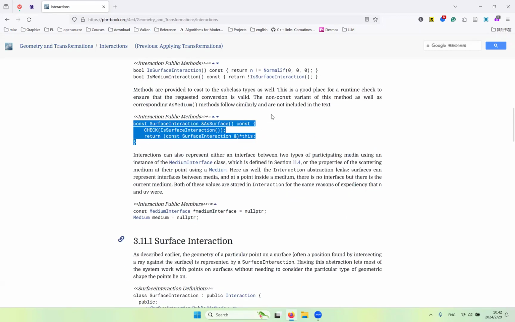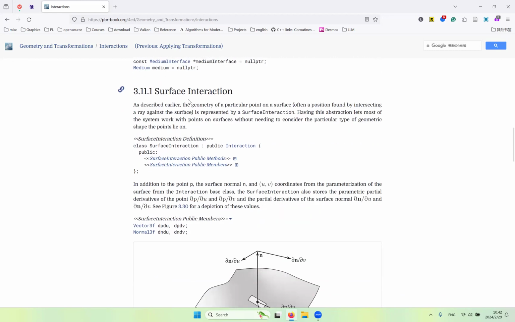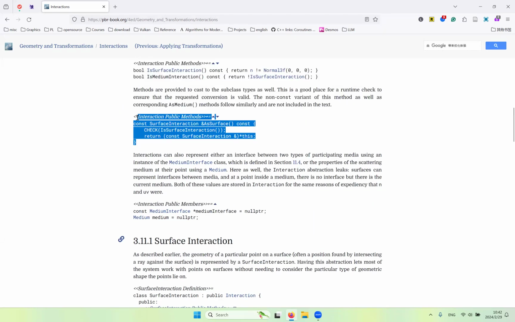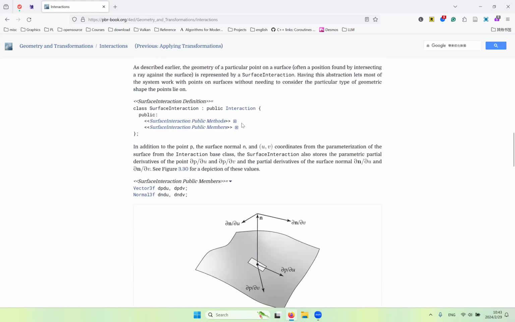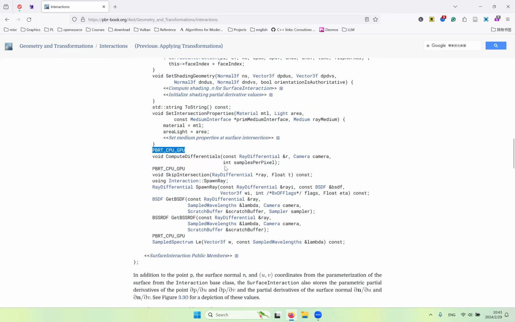And they also have this kind of downcast, to the surface interaction, since surface interaction is a subclass of interaction, but I guess it's non-virtual. That's why they need this kind of stuff. Yeah, nothing is virtual. It needs to work on the GPU.